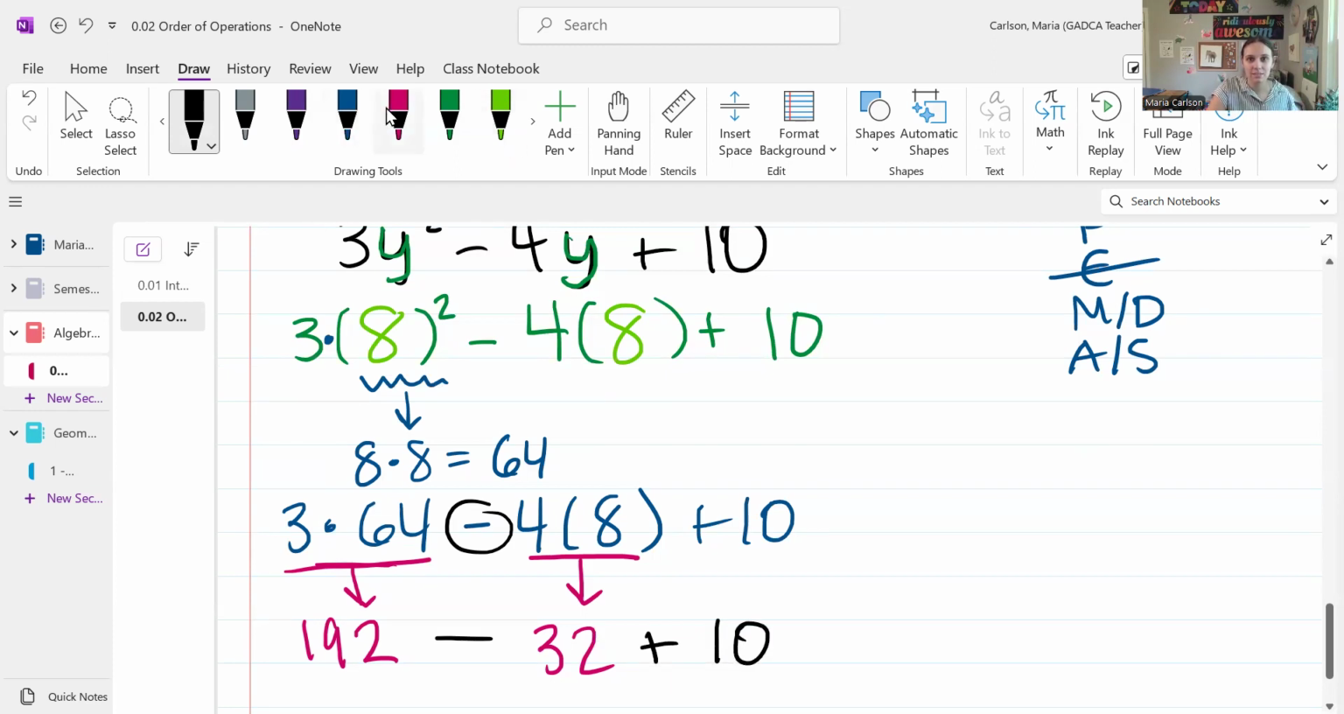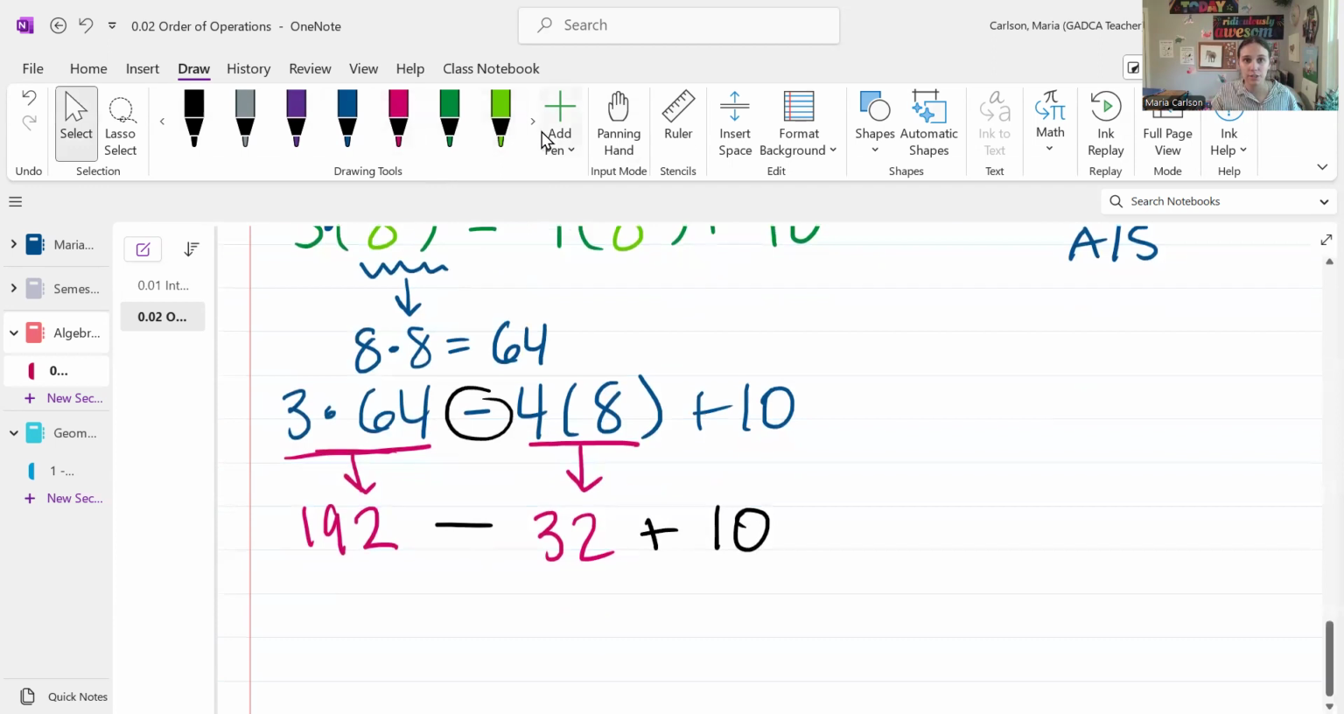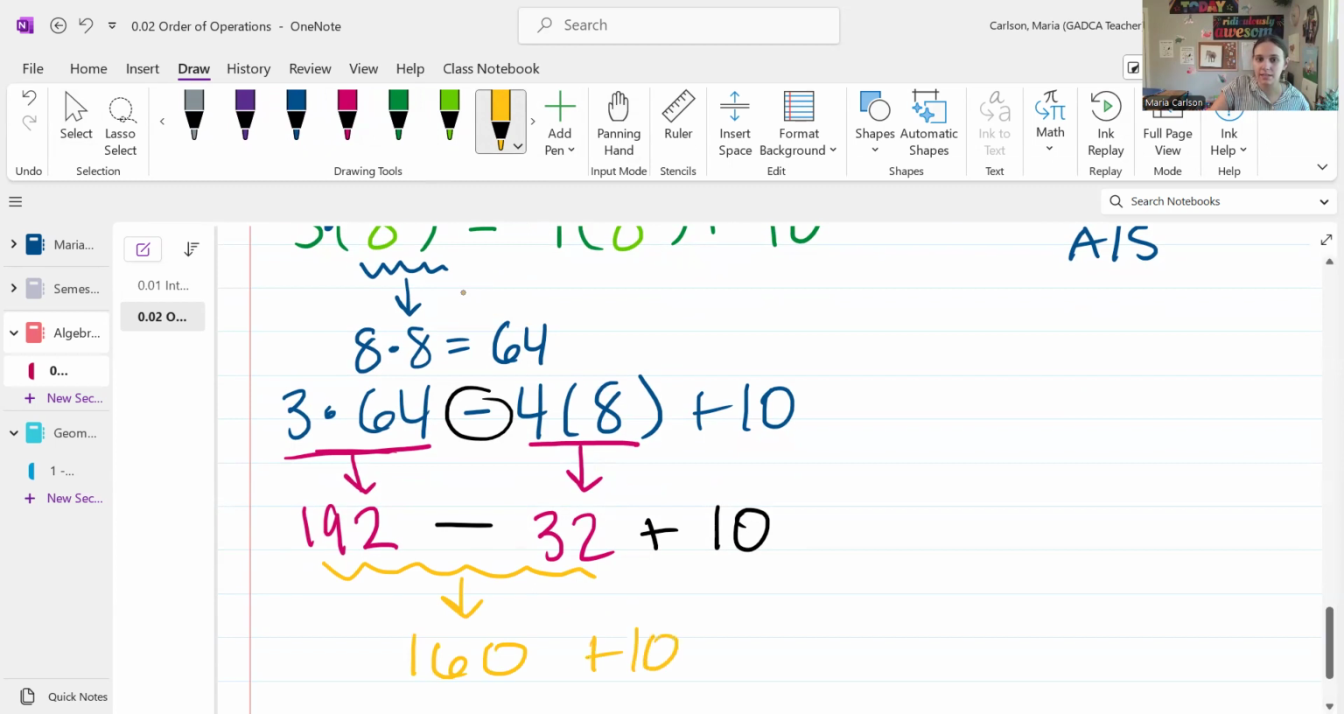And then we just add or subtract from left to right. So we'll begin by subtracting 192 minus 32. And 192 minus 32 is the same thing as 160. And 160 plus 10 is equal to 170.